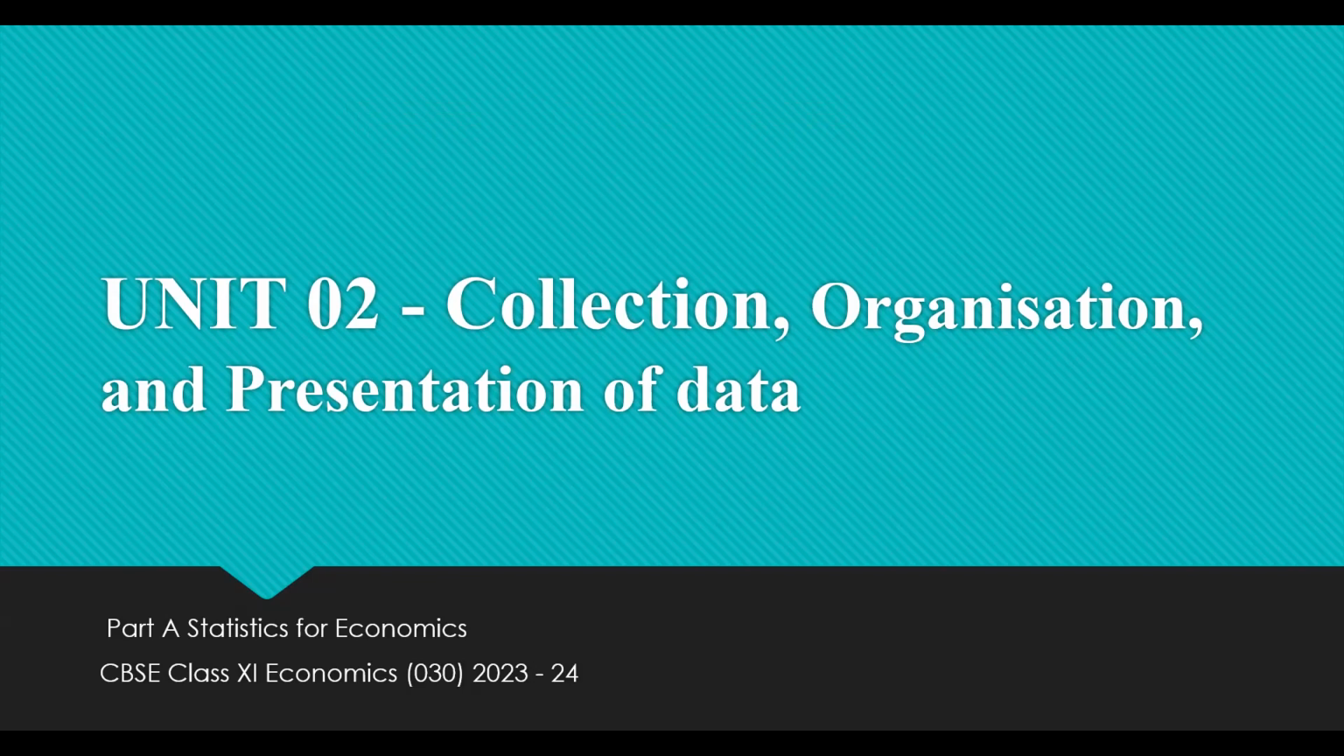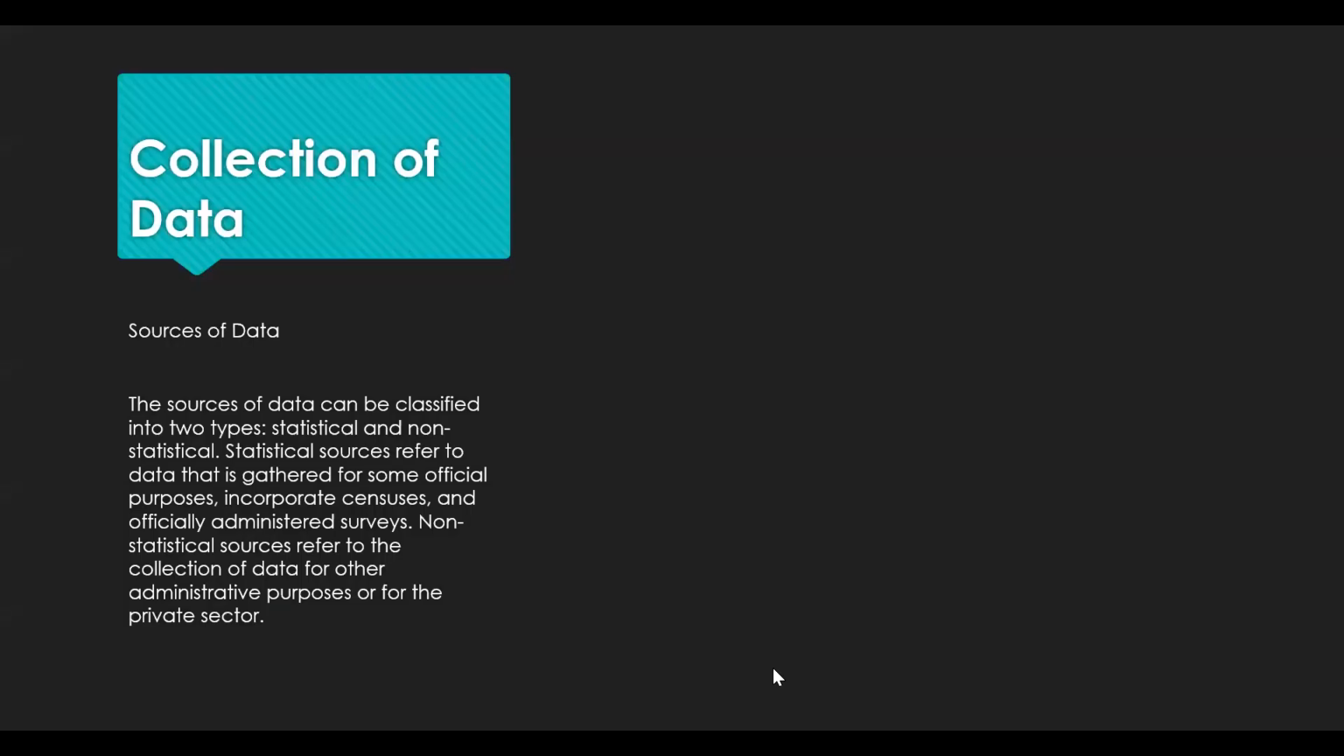So what do we know about collection, organization, and presentation of data? Collection would be the collecting of information, like through surveys, and the sources of data which can be collected. Yes. So the sources of data can be classified into two types, statistical and non-statistical. Statistical sources refer to data that is gathered for official purposes, incorporating censuses and officially administered surveys. Non-statistical sources refer to the collection of data for other administrative purposes or for the private sector.